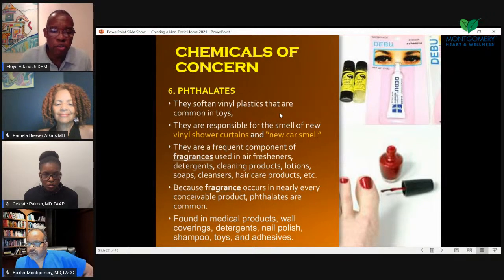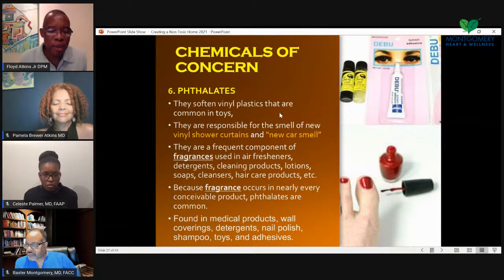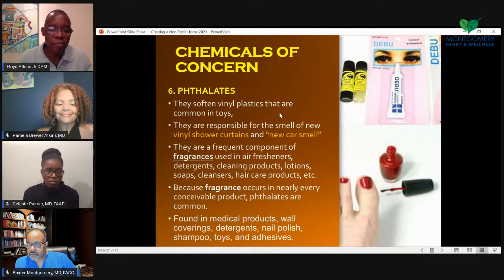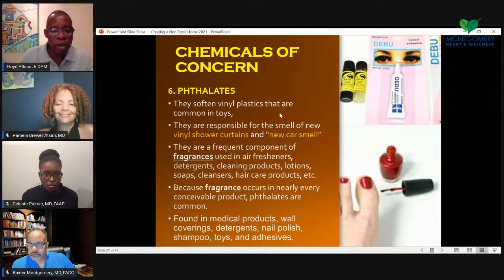They put them in detergents. They put them in because it makes the Bounty and the Febreze go across the room very rapidly. They help disperse the smell. So you have the smell, which is a problem, the fragrance, but you also have the phthalates in there as a problem too. They're in cleaning products because cleaning products don't always have a good smell, but they always add a chemical to them.